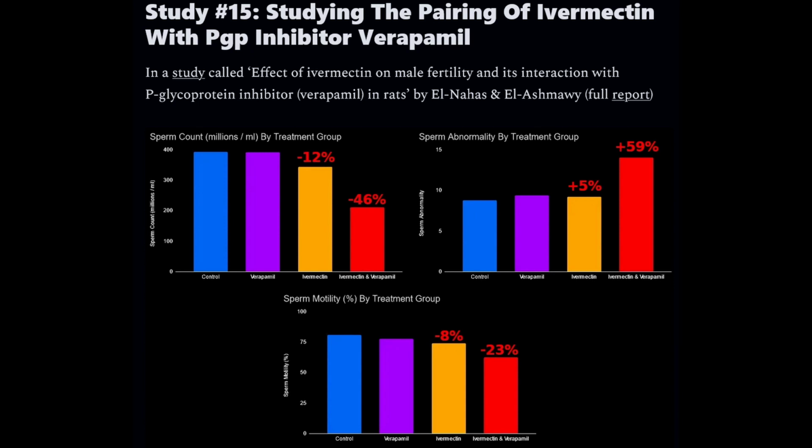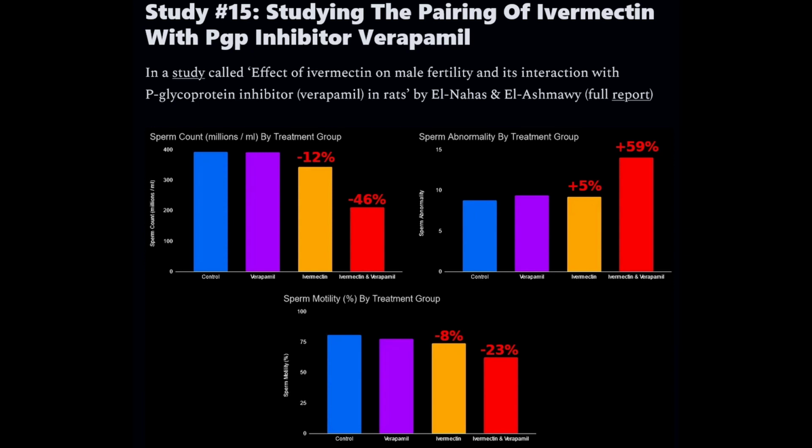This paper was called Effect of Ivermectin on Male Fertility in its Interaction with P-glycoprotein Inhibitor, Verapamil, in Rats. This paper was by El Nahas and El Ashmawi. Now what's very interesting here is we have different metrics. We can look at ivermectin alone, and then also when it was paired with this PGP inhibitor called Verapamil.